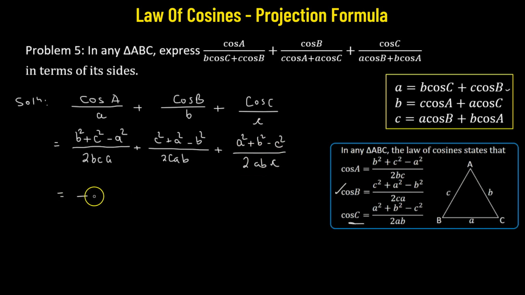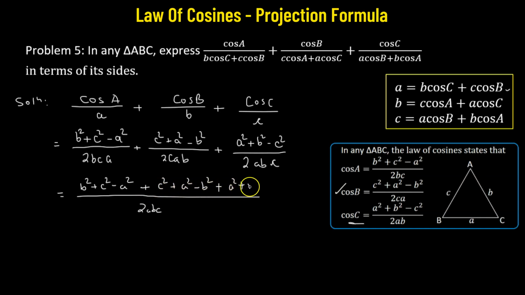Now, because we have a common denominator, we can combine the three terms. So we get in the numerator b squared plus c squared minus a squared plus c squared plus a squared minus b squared plus a squared plus b squared minus c squared. We'll see a couple of terms get cancelled out. So positive b squared and negative b squared, positive c squared and negative c squared, and negative a squared and positive a squared. So that leaves us with a squared plus b squared plus c squared over 2abc. So this is the simplified value of the given expression expressed in terms of its sides.